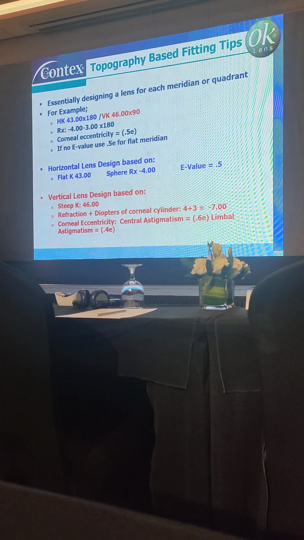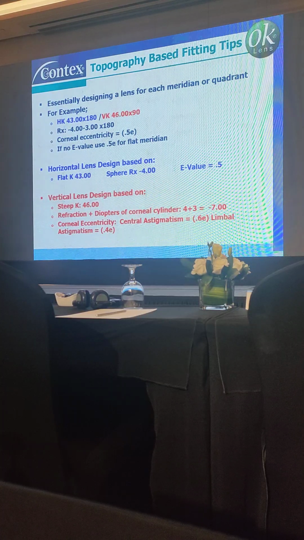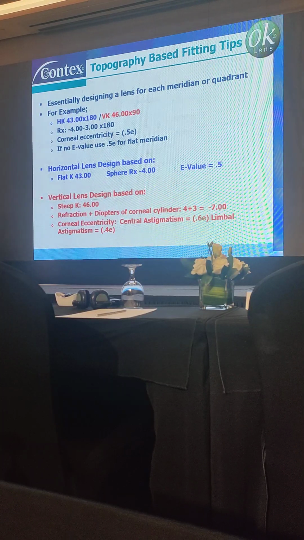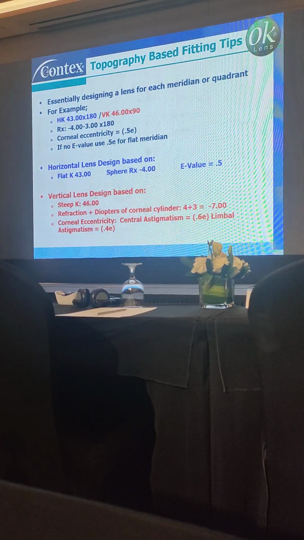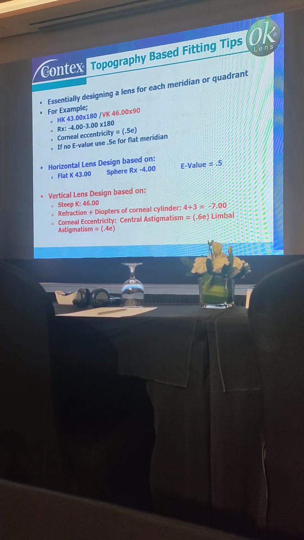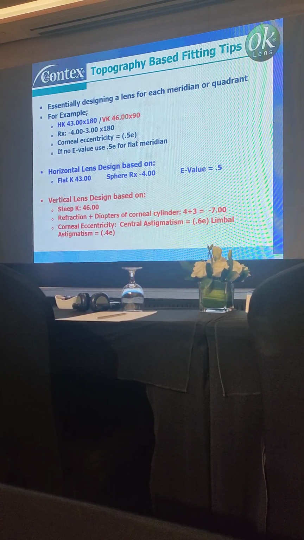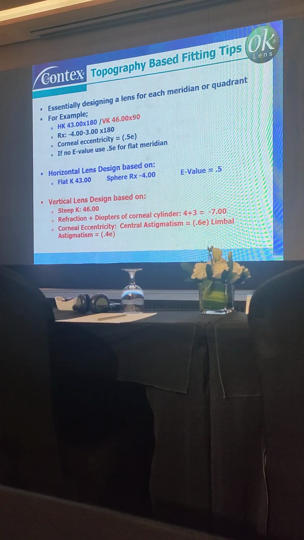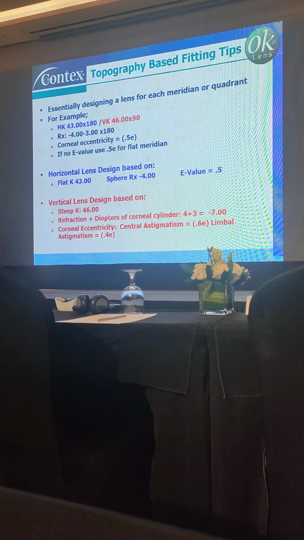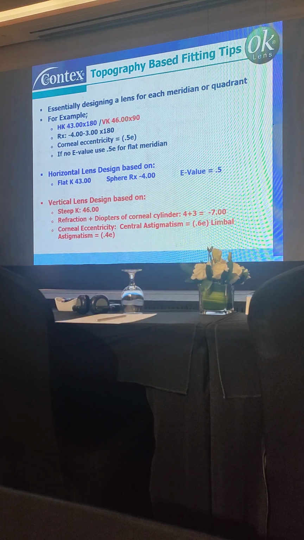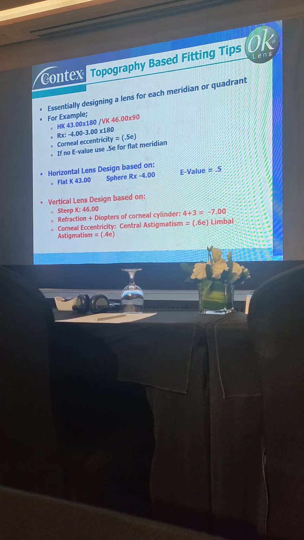Now looking at the vertical here, you're going to take the vertical lens design and you're going to take that steep K of 46. So you're going to take the refraction, the spherical refraction of -4, plus the diopters of corneal cylinder, not the refractive cylinder, but the corneal cylinder, right? So if they have -4 refractive cylinder and only -3 corneal cylinder, you have to use the corneal cylinder to get the lens to fit correctly.